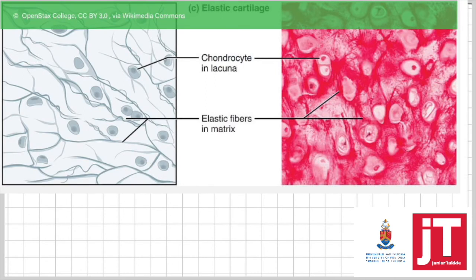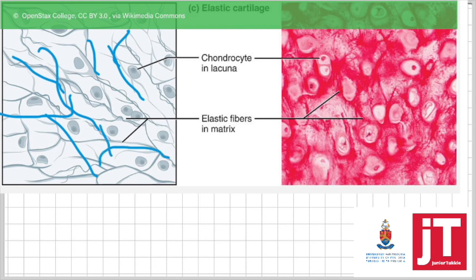Now, here you can see again chondrocytes in the lacuna. And how are you going to identify that this is elastic cartilage? Here you can see the fibers branch in all directions, and it's a single fiber. And the reason for that is to give elasticity in all directions, and the elastic fibers allow for flexibility. And also, these fibers are yellow. So if you ever see this cartilage, it's actually yellow. So we already know what a chondrocyte is and what a lacuna is.